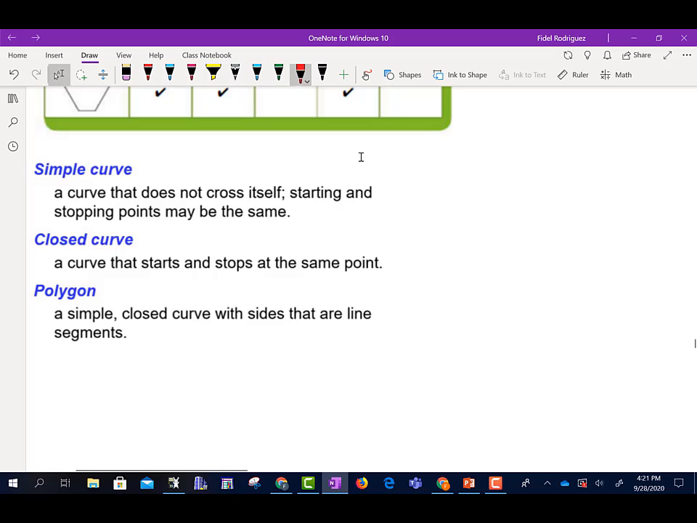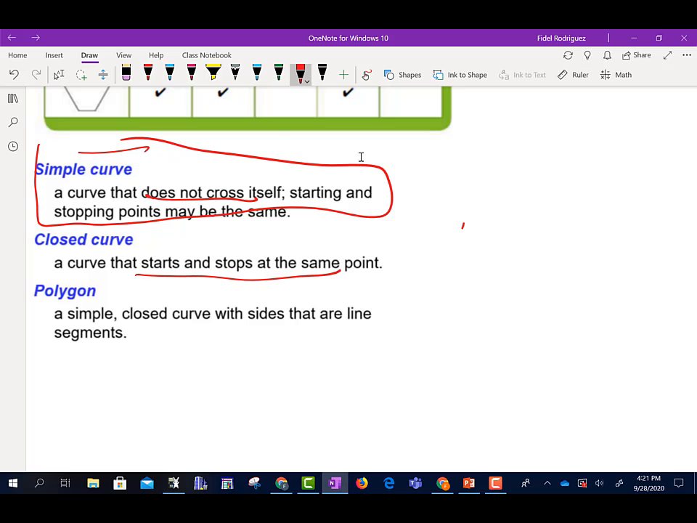Okay, so first off, simple curve. A simple curve, number one, does not cross itself. And starting points and stopping points may be the same. A closed curve is one that starts and stops at the same point. So that would be a closed curve, right? And a polygon is a simple closed curve with sides that are line segments, okay?